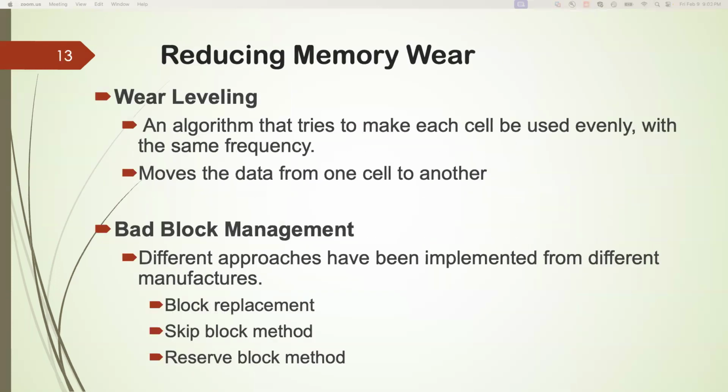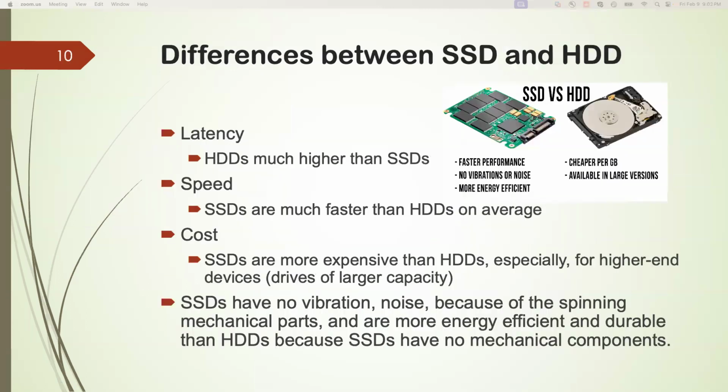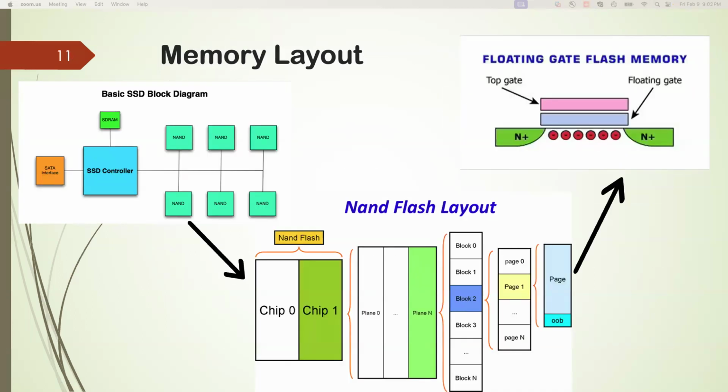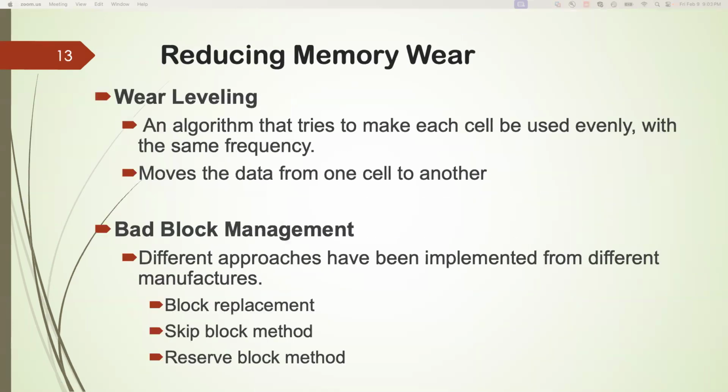Some cells or some blocks right here will go out or be destroyed after some time. They cannot hold the data anymore. To avoid that, we have a wear leveling mechanism. Each of the drives, in their firmware, has different algorithms that make sure that all the cells or all the blocks inside an SSD are used equally.